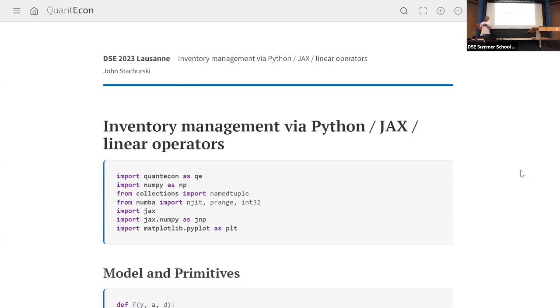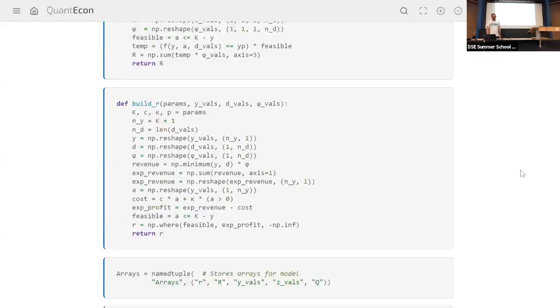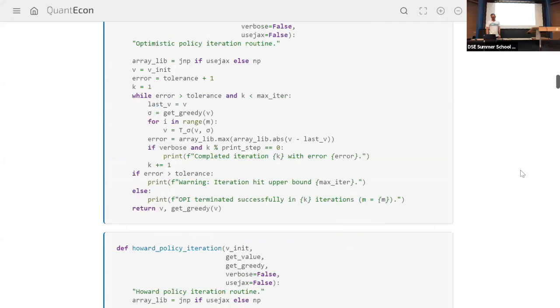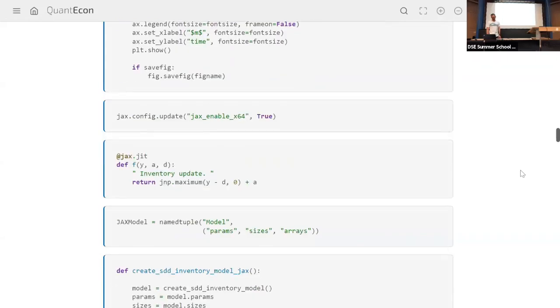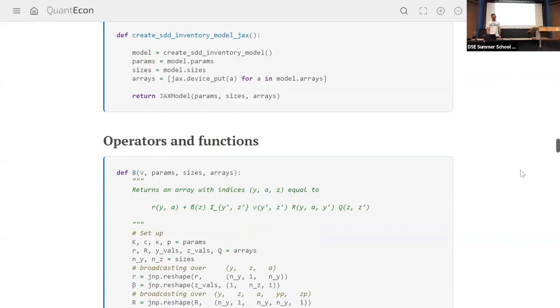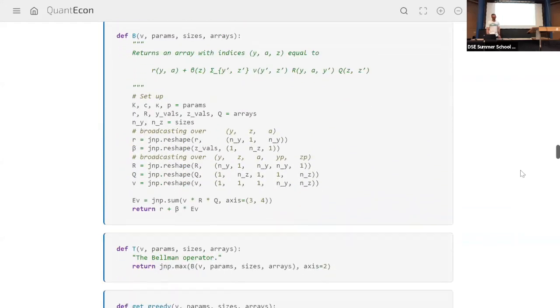JAX detects the GPU, writes machine code that's optimized for it and puts it on the GPU. If it doesn't find one, it runs it on the CPU. That makes it super easy for me to test with small models, and then when I've got something I want to do seriously, shift it over to the GPU without having to change the code. All right. The dynamic programming algorithms are exactly the same. The plot code is the same. Let's skip it. Things start to get different when we write the right-hand side of the Bellman equation.